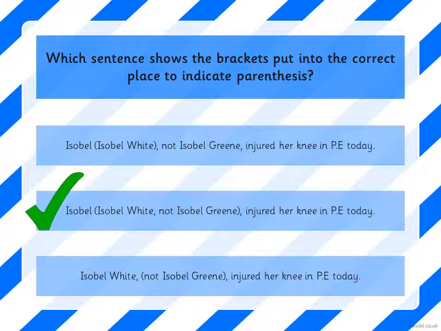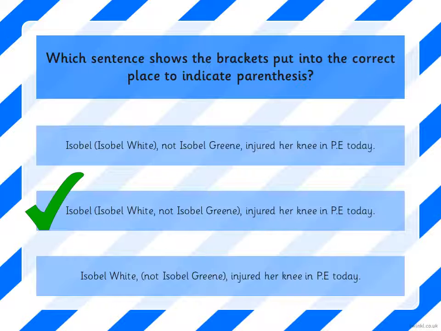I know some of you may have put the bottom sentence. Isabel White, brackets, not Isabel Green, injured her knee in PE today. Well, if it's already given me Isabel White, her second name, in the main clause, I do not need to know the extra information that it's not Isabel Green, because it already says Isabel White, so I don't need that one. So that might have tripped us up a little bit, whereas if it's just the name Isabel, then I do need to know what her second name is. So that's why it's the middle one.